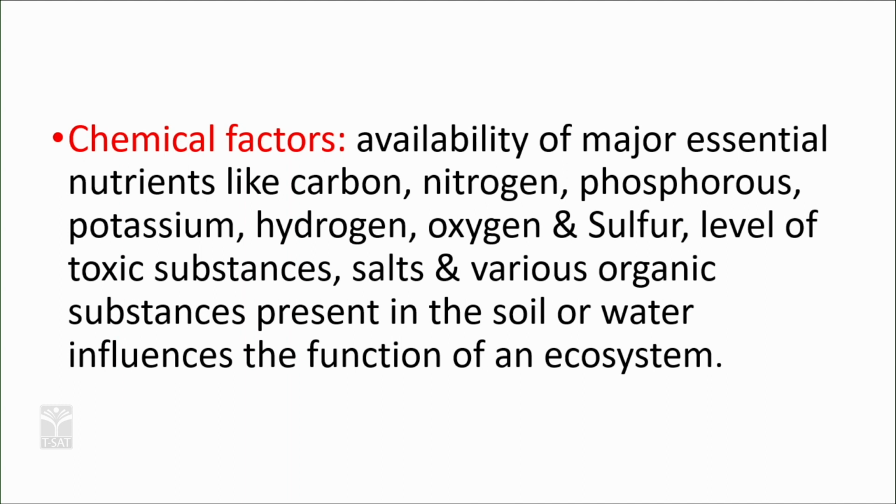The different chemical components of an ecosystem which influence the trophic levels are carbon, nitrogen, phosphorus, potassium, hydrogen, oxygen, sulfur, toxic substances, salts, various organic substances, soil, and water. These can all be given as examples of chemical factors of an ecosystem.